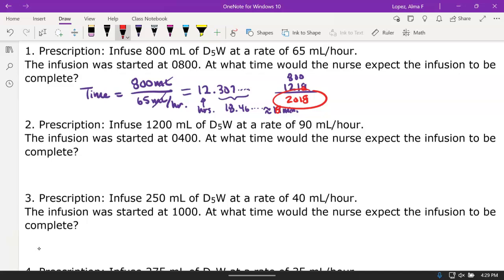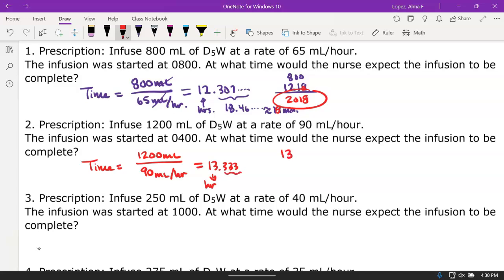We're infusing 1,200 milliliters this time, so let's start by finding the time again. We're going to start with 1,200 milliliters, and it's being infused at 90 milliliters per hour. After doing the division, 1,200 divided by 90 is 13.333 forever and ever, right? So that's 13 hours. And now I need the minutes.